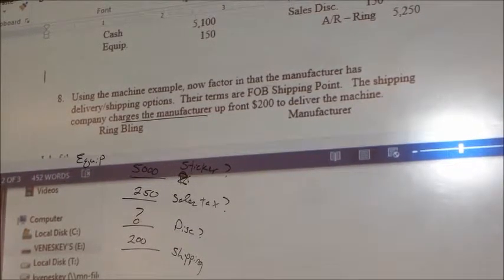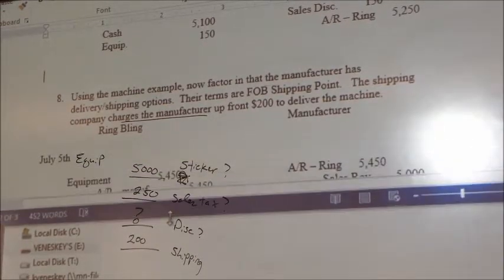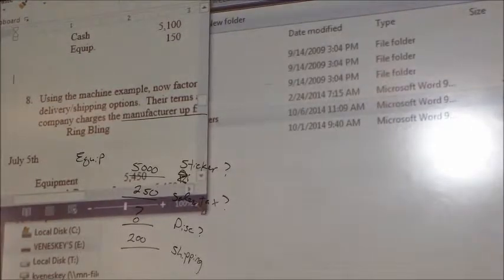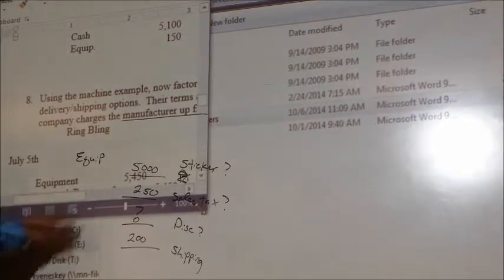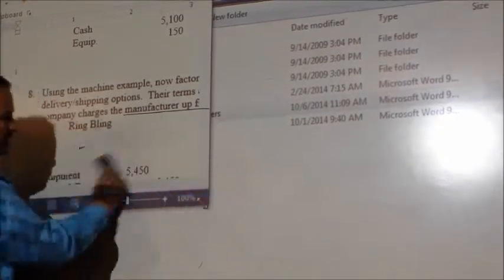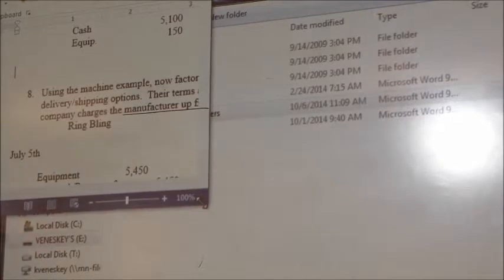Thus, my equipment is valued now at $5,450. All of these added up. And then we'll have to come back to the discount later.